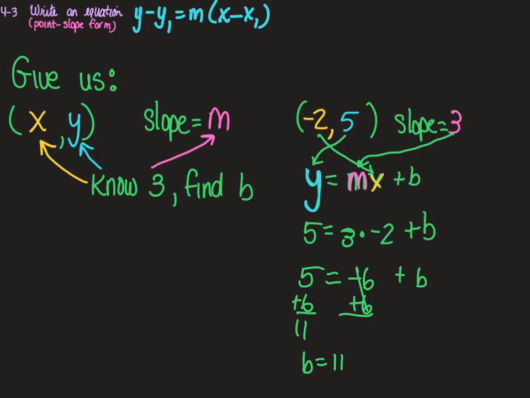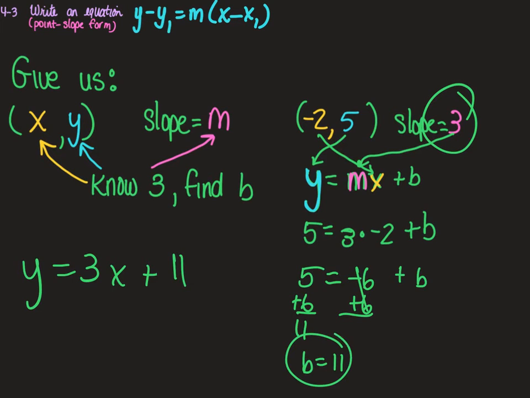b is 11. Now that I know what b is, remember my generic form is y equals mx plus b, I'm going to erase m and put 3, because remember 3 was my slope. And I'm going to erase b and put 11, because we just figured out that b was 11, and I'm done. Y equals 3x plus 11.